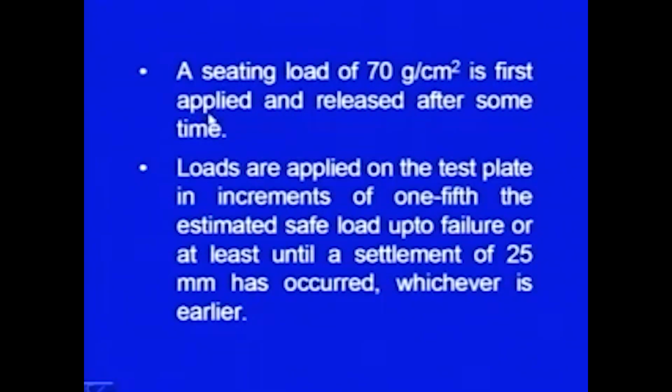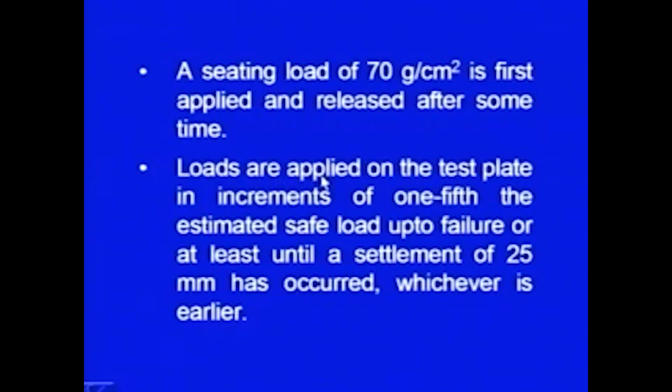Now, the next step is a seating load of, this is a specified value, 70 gram per centimeter squared. This is specified by the code, that before you actually start doing the experiment, some seating load, initial load has to be applied. So, a seating load of 70 gram per centimeter squared is first applied and then it is released after some time. Now, we start the actual experiments.